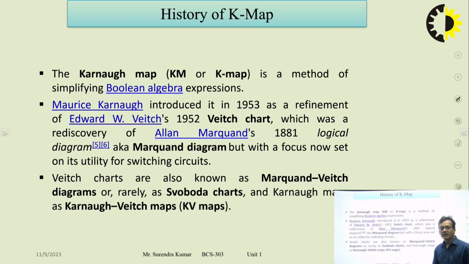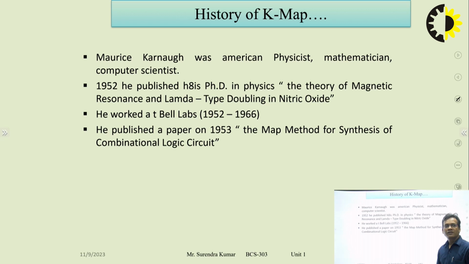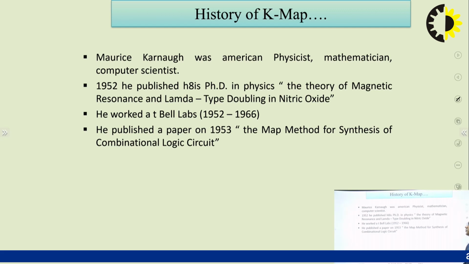Approximately in 1952, Karnaugh published his PhD in physics on the topic of the theory of magnetic resonance and lambda-type doubling in nitric oxide. After that, he was working in Bell Laboratories. Then he published a paper, the map method of synthesis of combinational logic circuits. With this paper, he introduced this method of graphical representation of any Boolean expression and its simplification using this map.